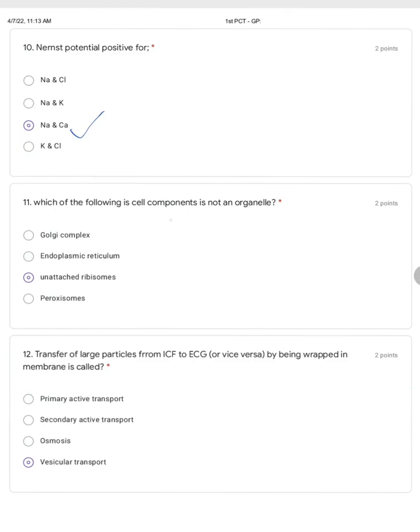Which of the following components is not an organelle? Golgi complex is an organelle, yes. Endoplasmic reticulum, yes. Peroxisomes, yes. But unattached ribosomes, it is not an organelle. So answer is C.